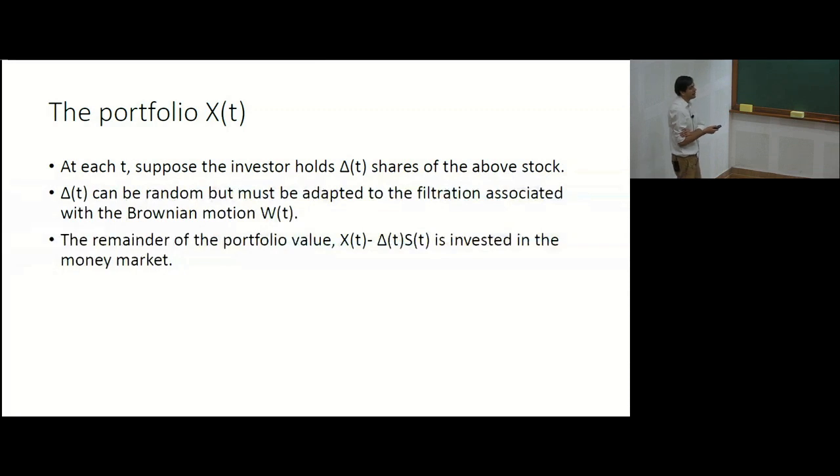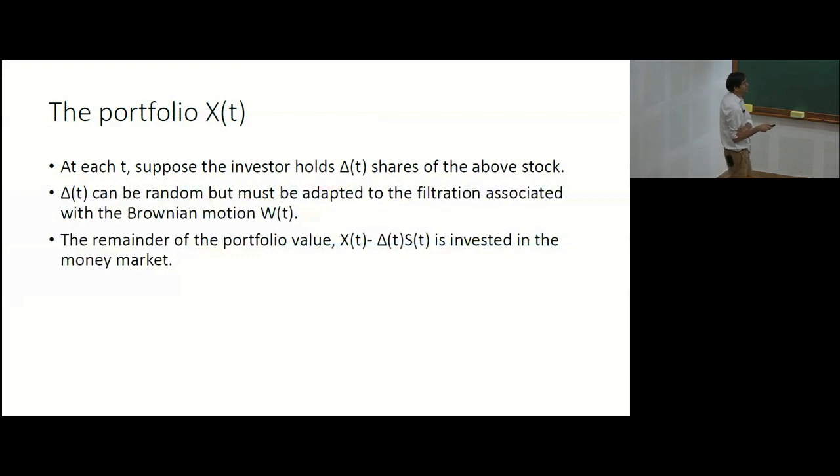Delta t can be random. It's sort of random because it would depend upon the stock price that is there, and based on that you will decide how many stocks you are going to buy. And it is adapted to the filtration of Wt, right? So it depends upon the stock price, which in turn depends upon Wt.